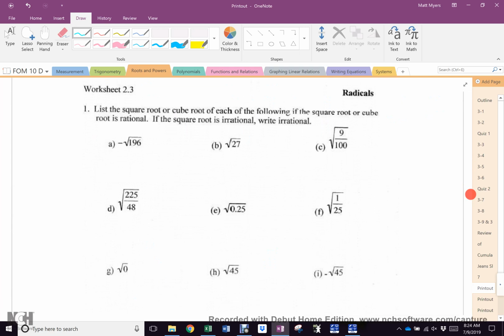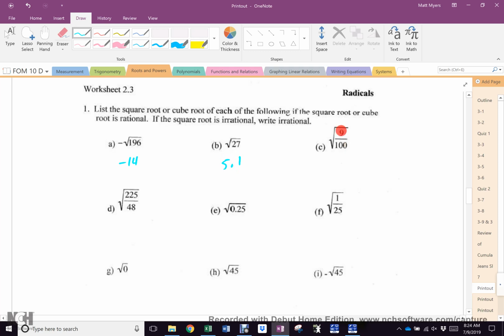If we had written, you already know, I just showed you. What is the square root of 196? 14. So this answer is negative 14. So it's rational, right? 27. Is that on our list? No, because 25 is on our list. This is just a little bit bigger than 25, right? So what would be a good guess for the square root there? 5.1. Sure.